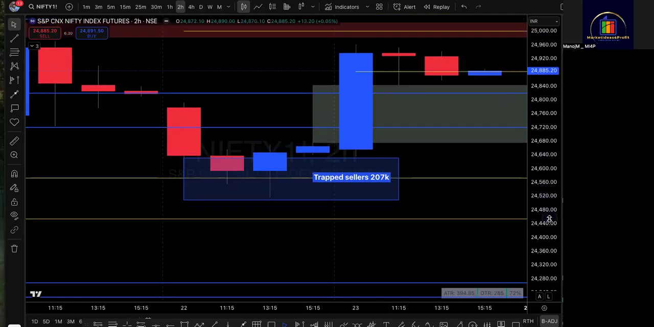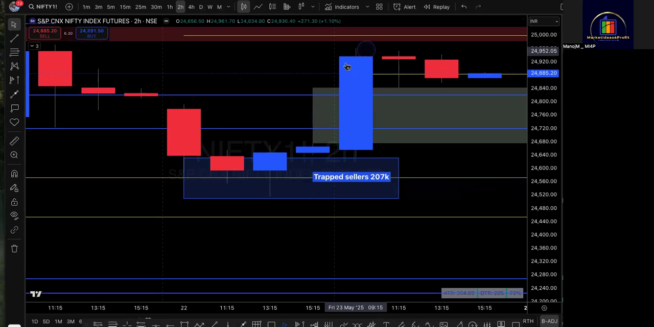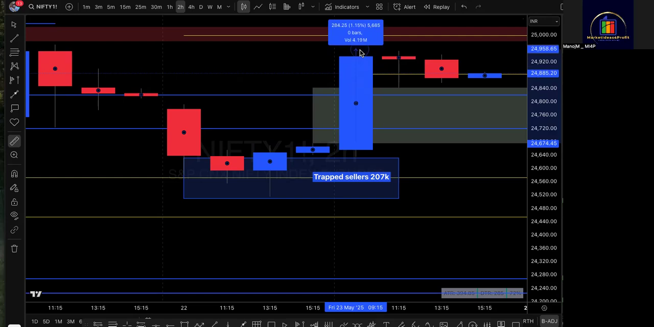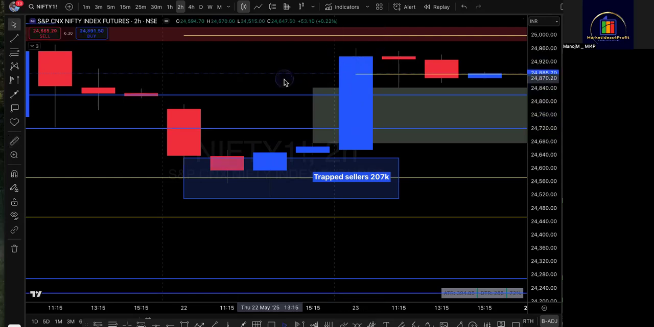I'm going to show you that we accumulated a huge gain. We started here expecting the rise. We got about 280 points on this move in the entire day, and it was a beautiful move. Now let's look at how I identified these trapped sellers, which is the reason I'm making this video.